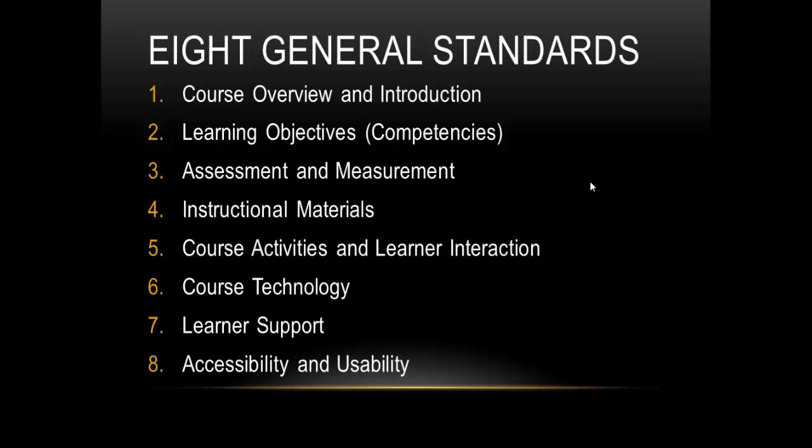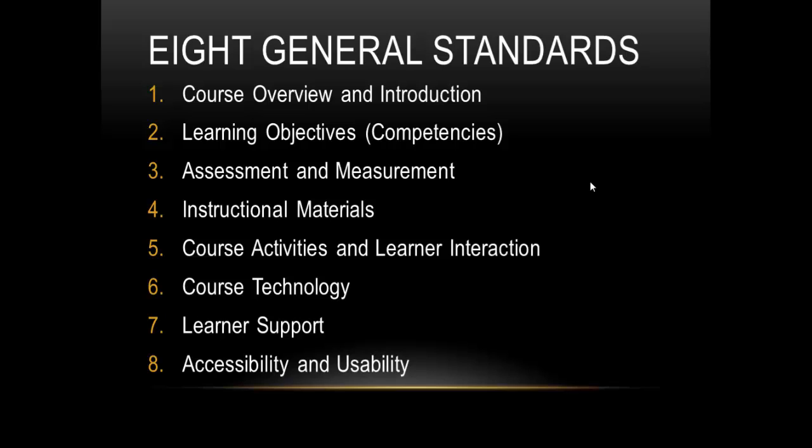All right, so with QM, you have 8 general standards. I'm not going to read all these, but we're going to go over how it starts big and then gets very granular, very finite. So here are the 8 general standards. For example, what sort of instructional materials do you use? Do you offer learner support? Things like that. So these are big picture items just to get you thinking of, what are the different things that I need to have in my online course?